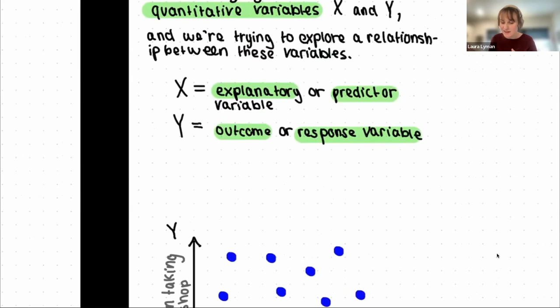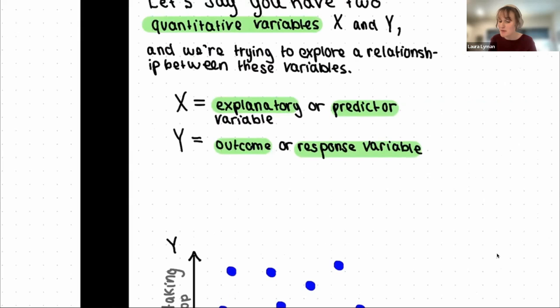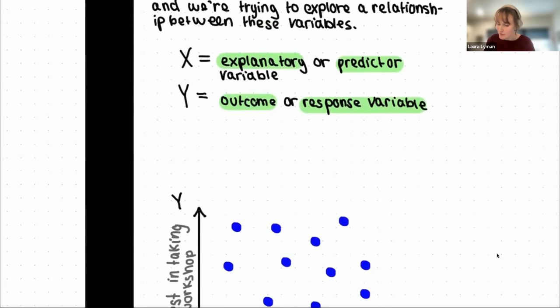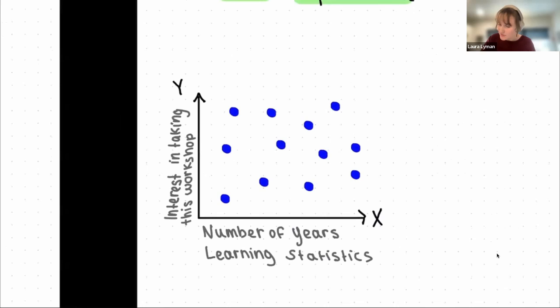So ultimately, based on the context of your problem, you're going to suspect maybe that one variable has a causal effect on another. So if we have two quantitative variables, a good first start is to create something like a scatter plot. So here, for example, on the x-axis, let's say it's the number of years that you've been learning statistics. And on the y-axis, it could be some sort of metric for your interest in taking this workshop. And we plot our data and we hope to see a relationship.